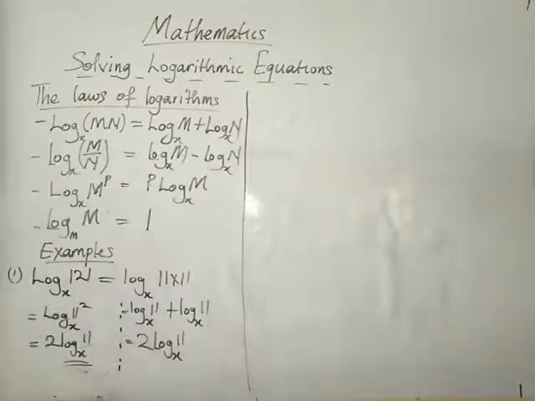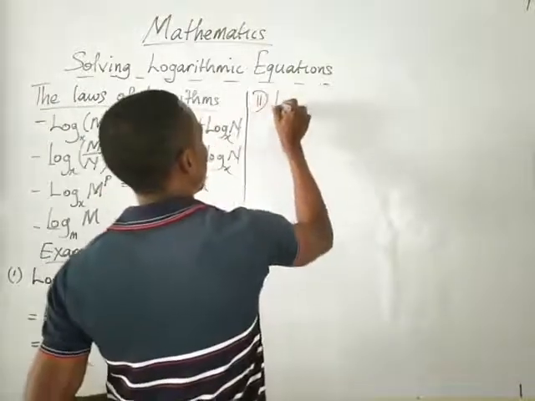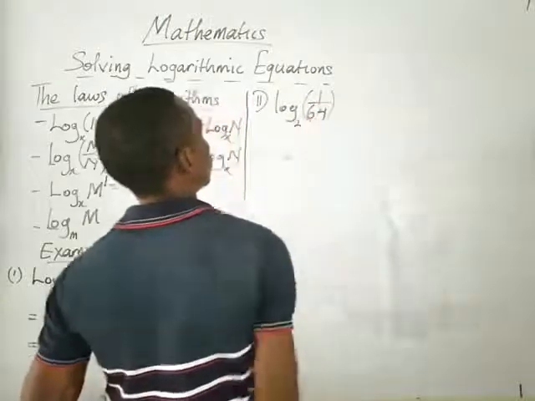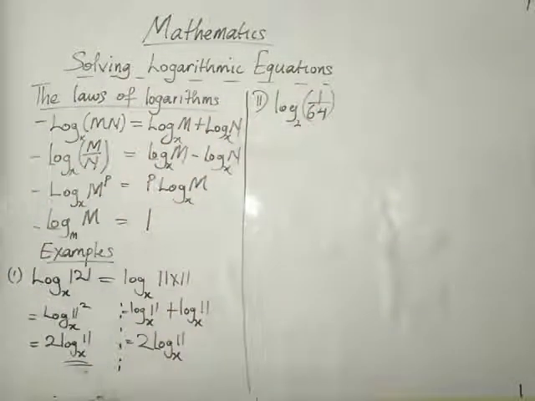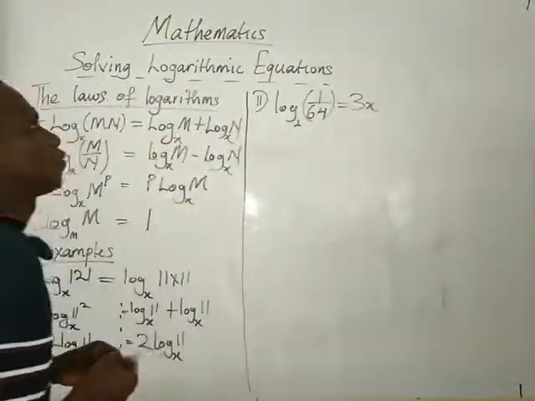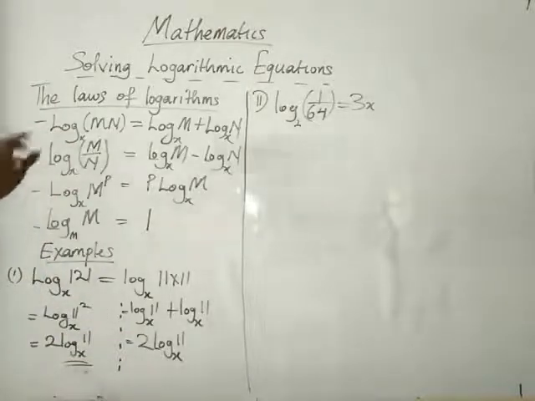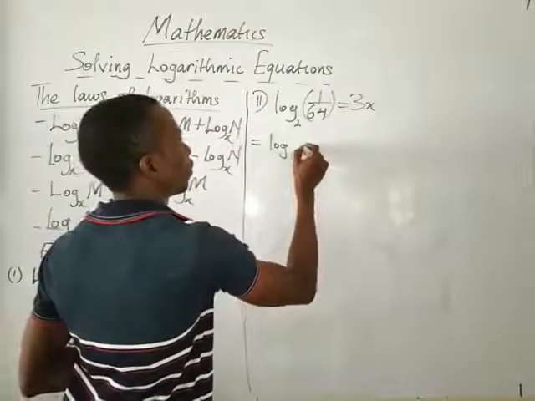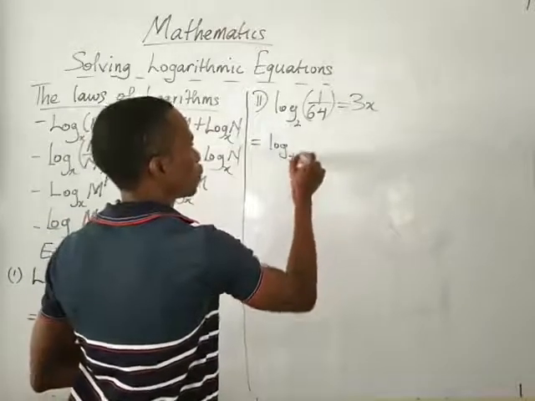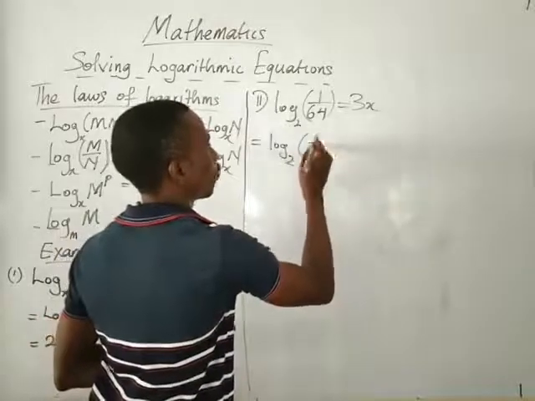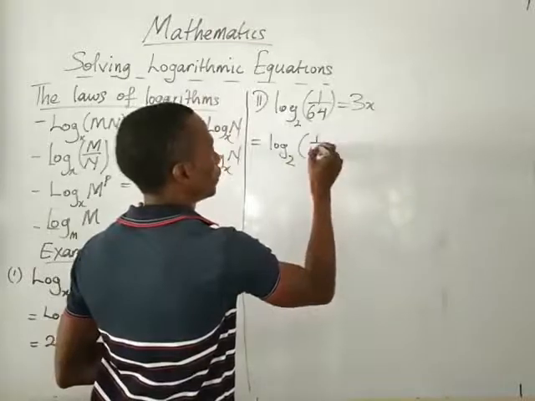Let's take more examples to confirm our workings. Let's consider log 1 over 64 to base 2, let's have it being equal to 3x. Okay, let's first of all take it this way. This will give me 1 over 4 raised to power 3 there.